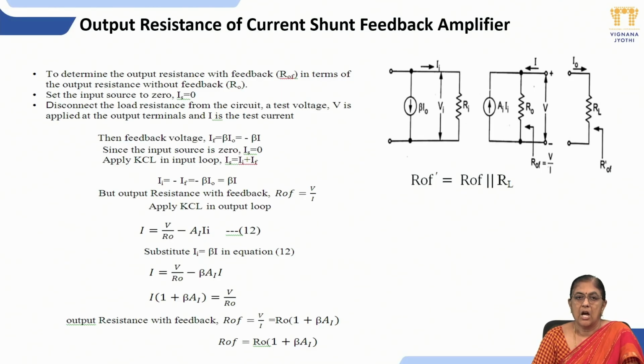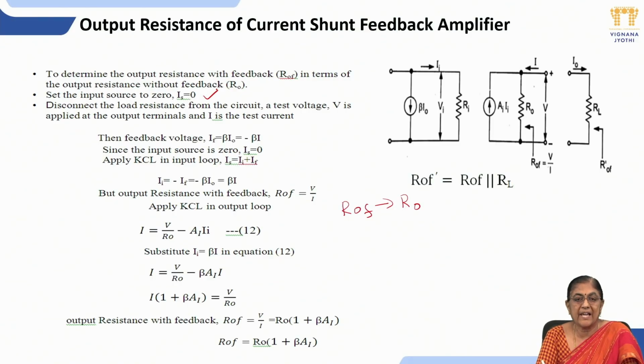Next, we will see output resistance with feedback, that is R0F. Derive the expression for output resistance with feedback in terms of R0. What is R0? Output resistance without feedback. Okay. So to derive the expression for R0F, set input source to 0. What is the input source? IS. IS is equal to 0.